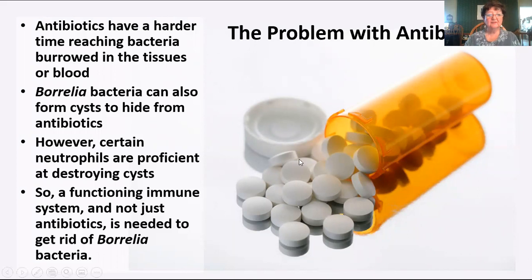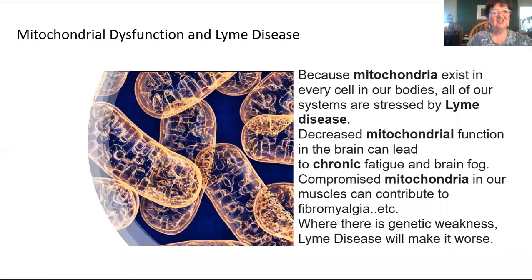So there are certain neutrophils that are proficient at destroying cysts, and at the same time, you want to have an antibacterial on hand in your body that can attack that bacteria. So a functioning immune system, and not just antibiotics, is needed to get rid of this stealth bacteria. The mitochondrial dysfunction in Lyme disease is something we really want to pay attention to.